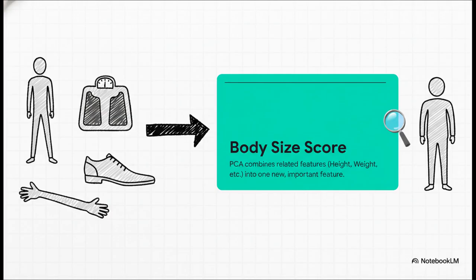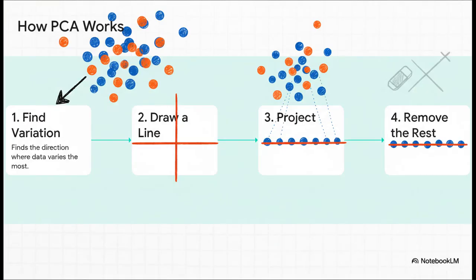So instead of using 4 separate measurements, PCA is smart enough to combine them into one new, super useful feature. We could just call it a body size score. And just like that, we've gone from 4 features down to 1, but we haven't really lost the main idea about the student's general size. So how does it actually do that?